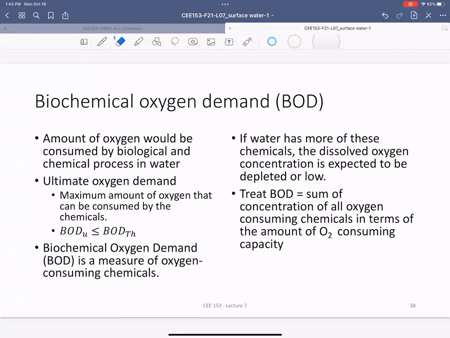Okay, so that's kind of a quiz question, where I'll say theoretical oxygen demand is less than ultimate. Obviously, that's a false statement. Okay, so that's the concept. You know why it is, where it's coming from.